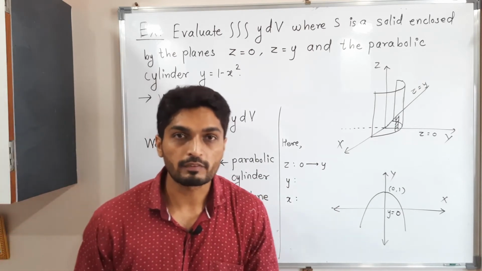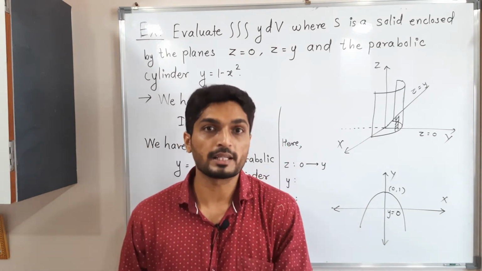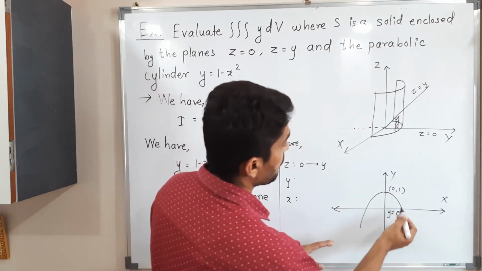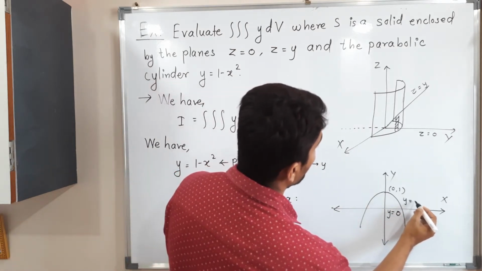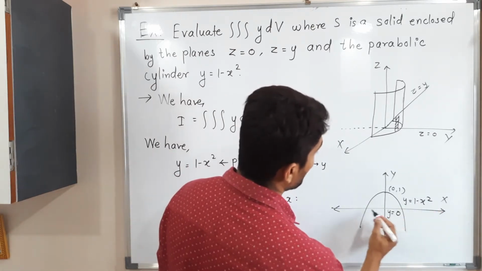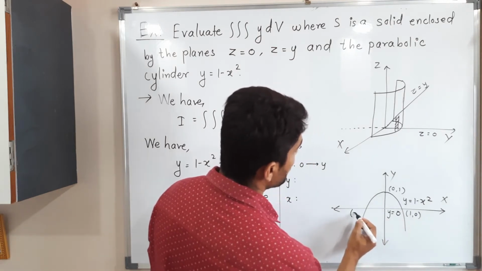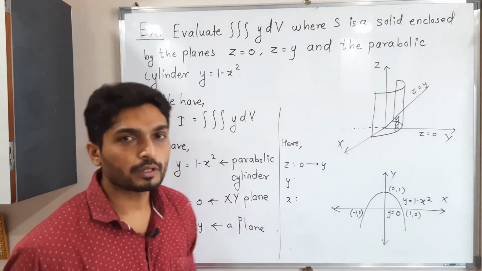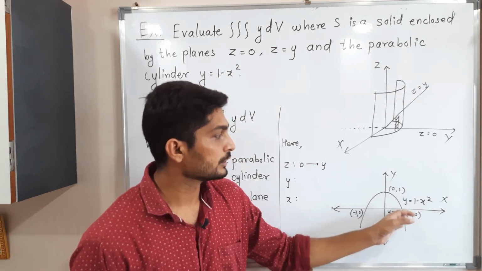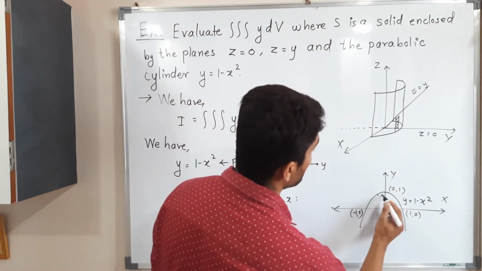Next, limits of y. As I told you earlier, when we want the limits of x and y, after finding limits of z, we take its projection in xy plane and try to find limits in xy plane. So let us do that. The region is bounded by this parabola, y is equal to 1 minus x square, and y is equal to 0. If I put y is equal to 0, we will have x is equal to plus minus 1, so I wrote the points 1, 0 directly. So that means this is the region of integration.